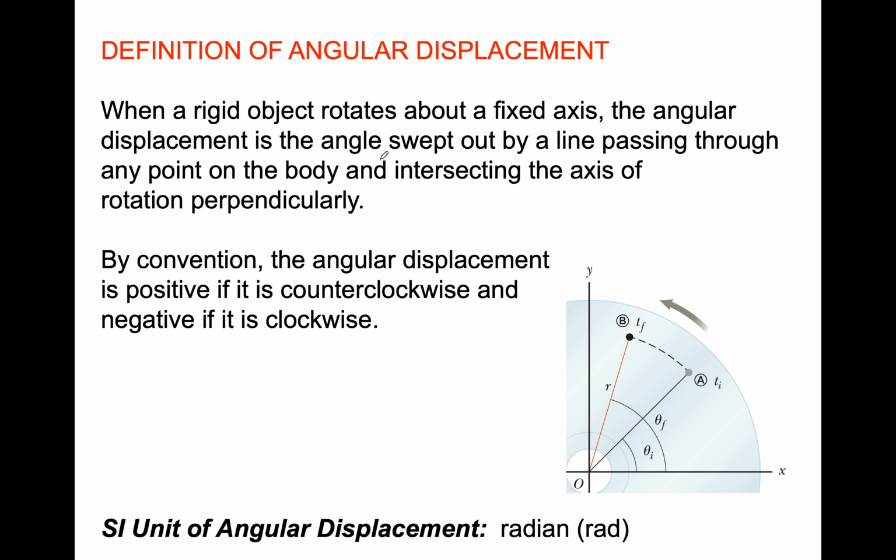Now we're ready to define angular displacement. This is angular position. We have a point doing rotational motion. This is the initial angular position, theta i. Then it rotates to a position B. We call this angle the final angular position. So the angular displacement is theta f minus theta i.